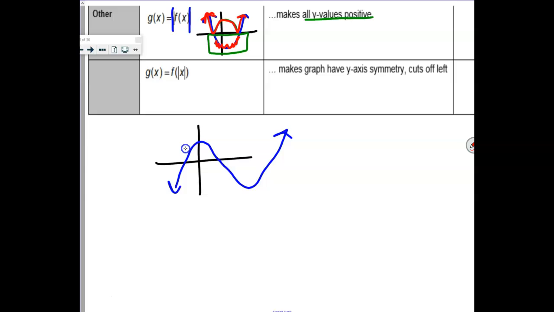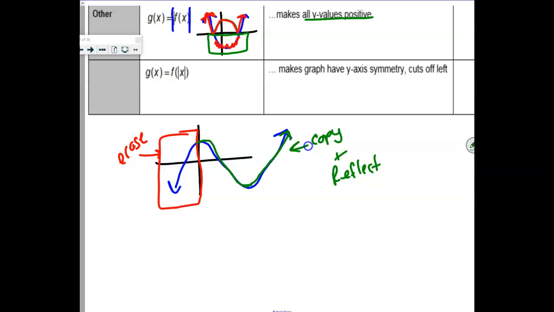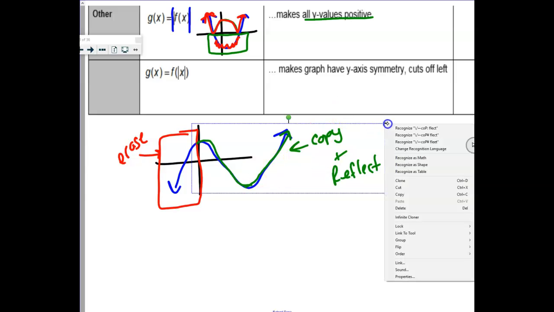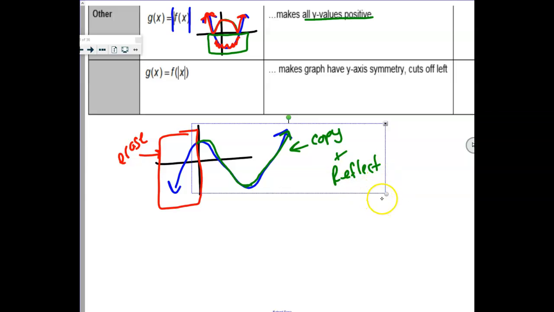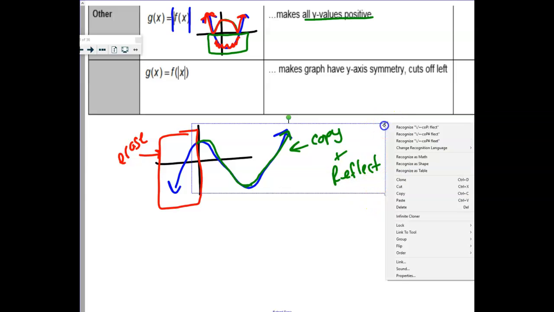All right, so here's what we're going to do. We're going to take this part. Do you remember what we do with the left side? We remove it. We erase it. Cool, cool. Do you remember what we do with this part? Copy it. Oh boy. And then once we copy it, we have to reflect it. Now I think, if I did it right, probably not. I think I can copy, but I don't know how to reflect. That's my problem. Ah, forget it.